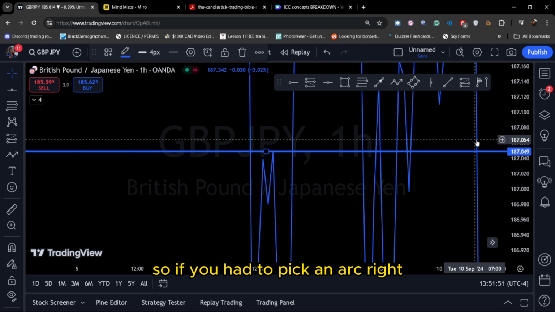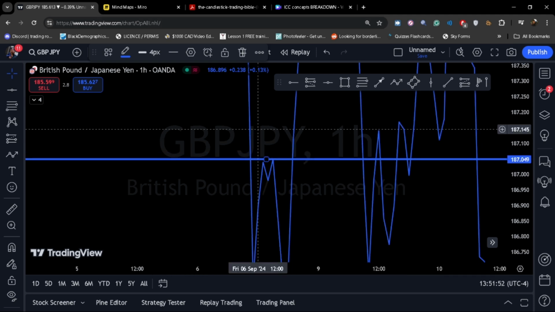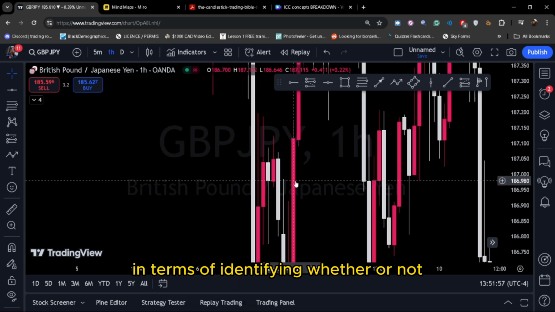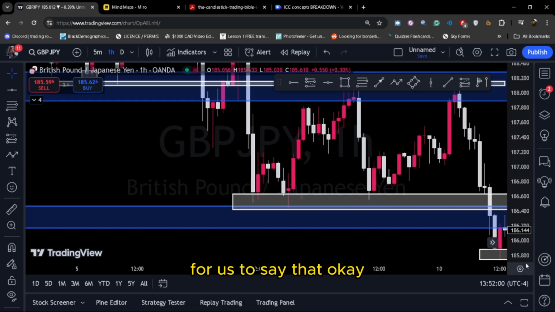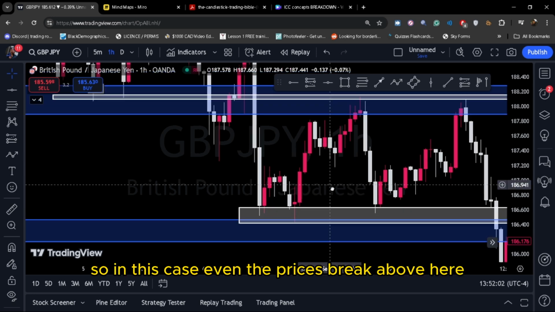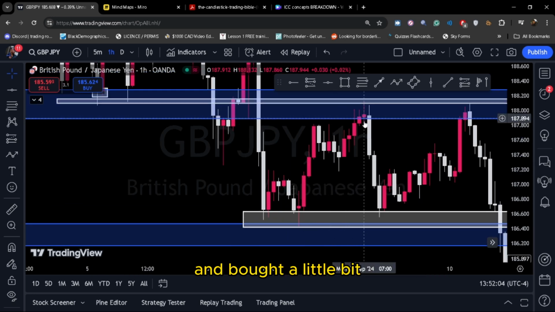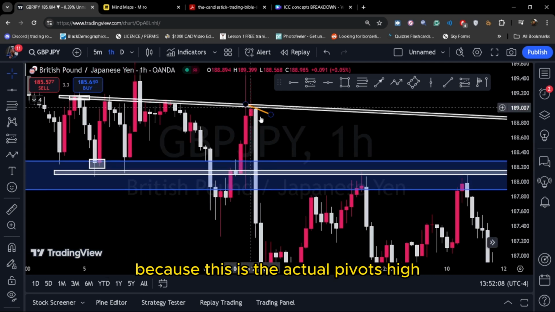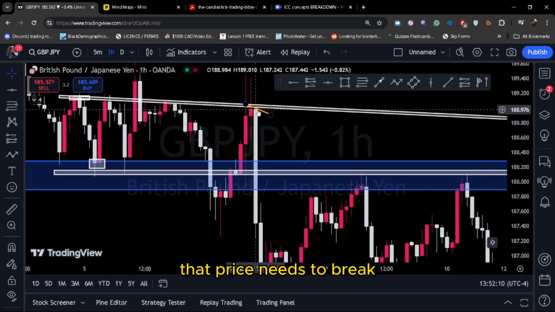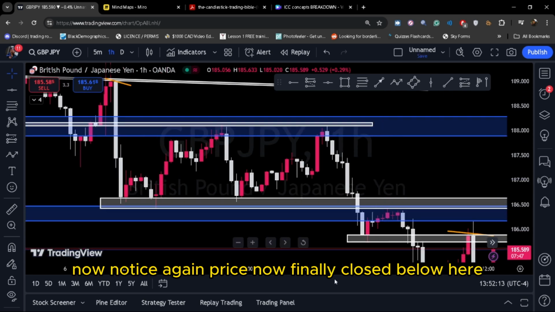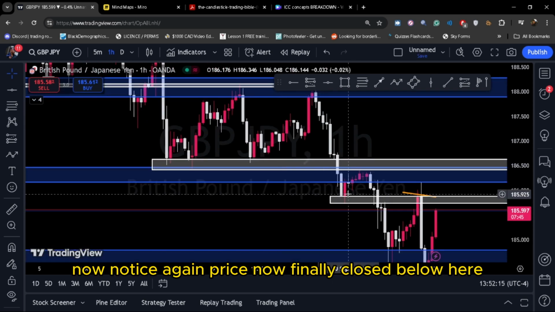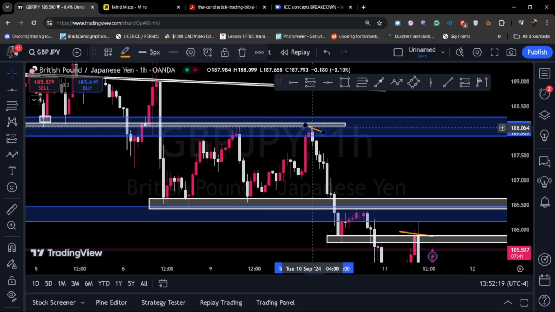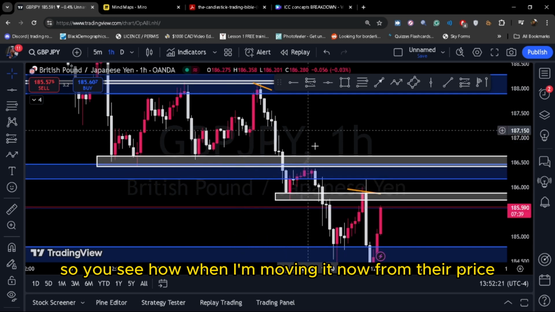If you were to pick an arc, this would be the arc that you would use in terms of identifying whether or not price needs to break there for us to say that, okay, yeah, price has changed trend. So in this case, even though price did break above here and bought a little bit, price still maintained that sell momentum. Why? Because this is the actual pivot high that price needs to break. Now notice again, price finally closed below here. Guess what? We're going to move that pivot to this, right? So you see how we're now moving it.